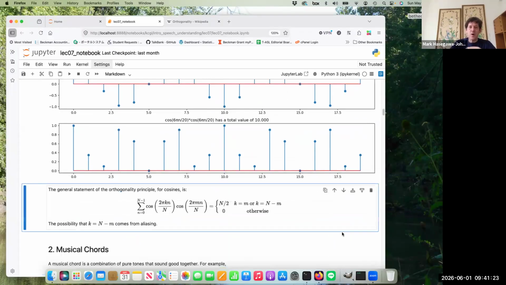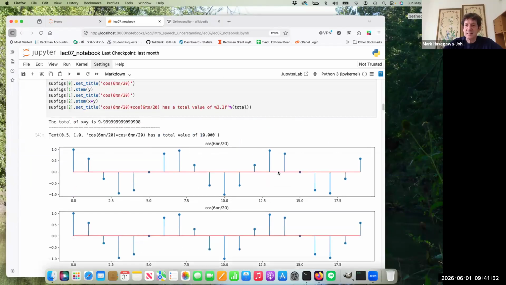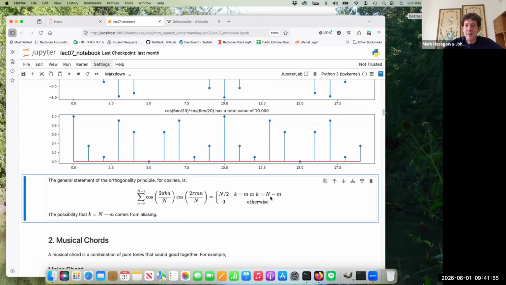That's useful if you want to try to identify which musical chord is being played. So here's the whole formula. The cosine with k periods multiplied by the cosine with m periods is equal to 0 if k is not m, and it's equal to capital N over 2. So if capital N is 20, it's equal to 10 if k is equal to m, or if k is equal to capital N minus m. That's a special case because, so this last case, k is equal to capital N minus m, that's aliasing.